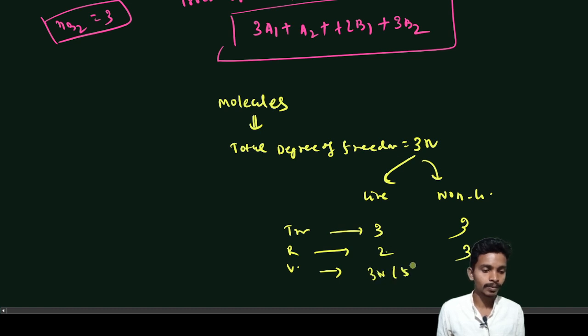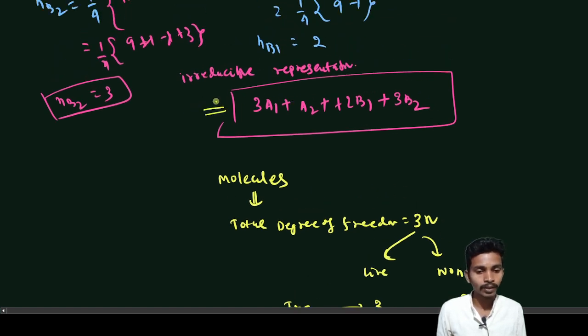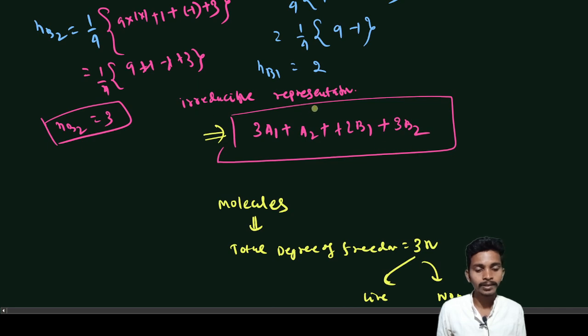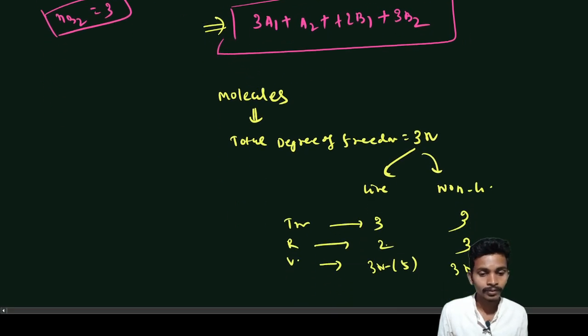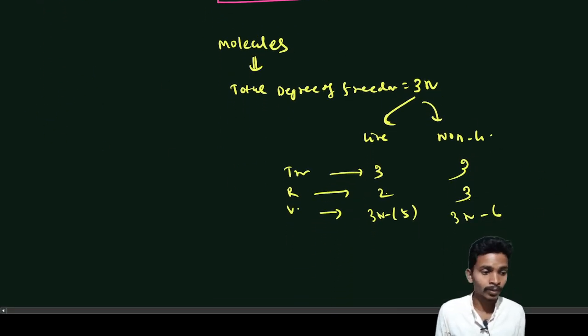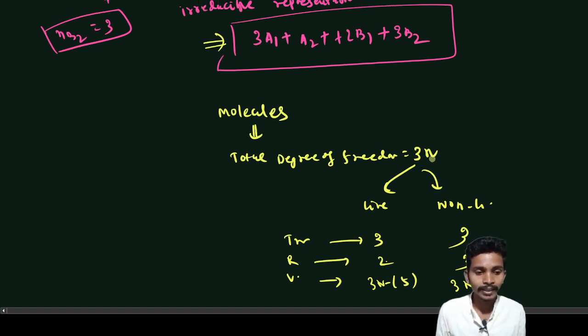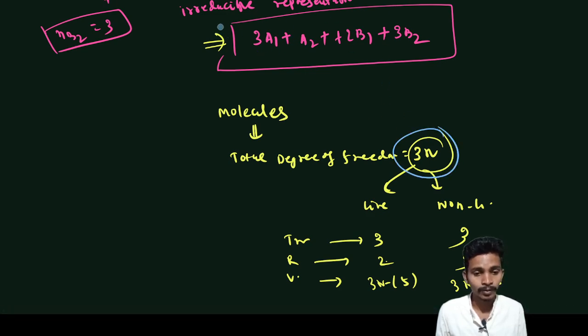After that, this addition is 5 minus, and the 3n addition is minus 6, that we say. So here, that 3n is actually equal to this. Okay, so this irreducible representation we say is the total modes, or we can say the total degrees of freedom. So from the group theory point of view, this 3n is equal to this value: 3A1 plus A2 plus 2B1 plus 3B2.